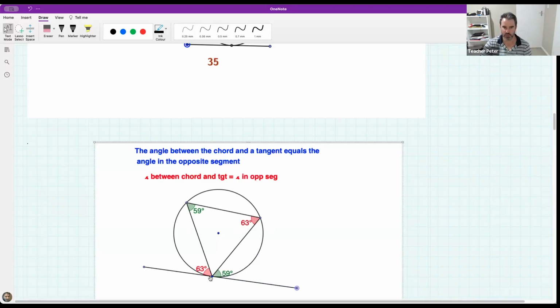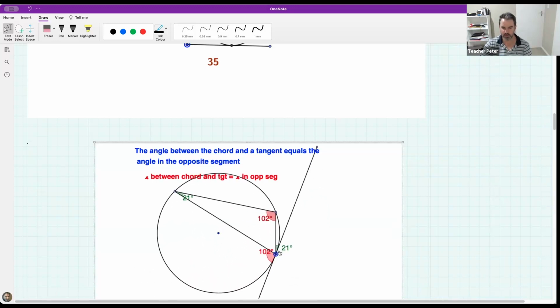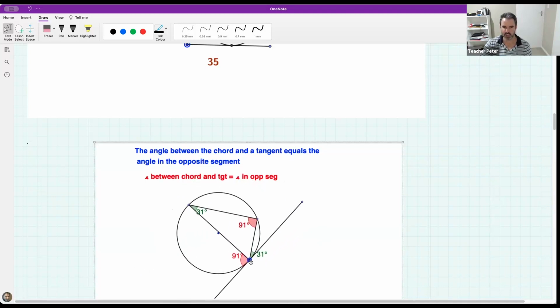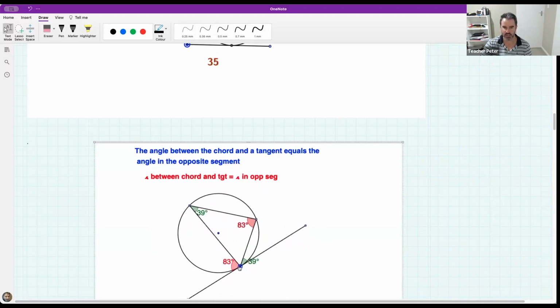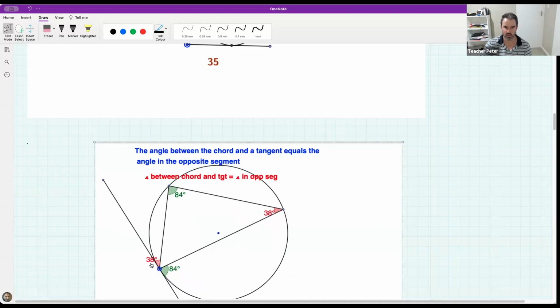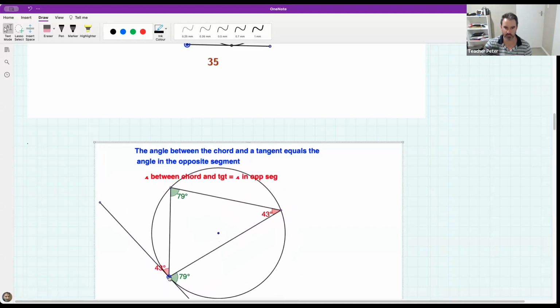Now watch this. I'm going to move the point of tangency. Notice the relationship between the red and the green angles. What do you notice about them?